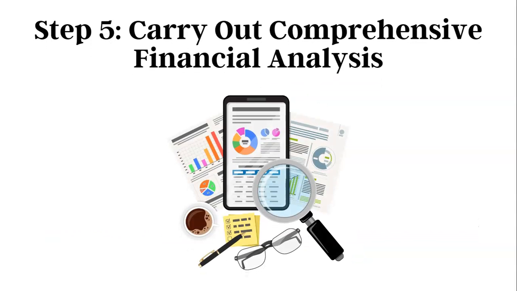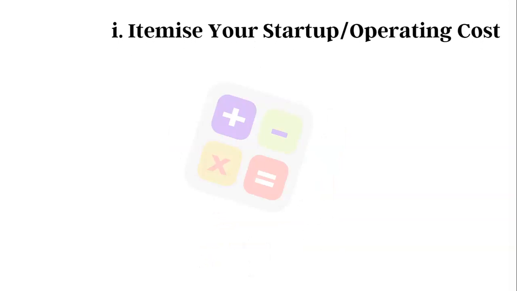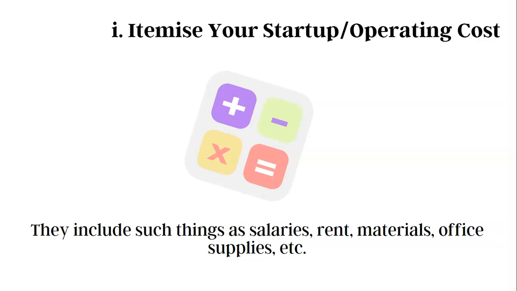Moving on to step 5. Carry out comprehensive financial analysis. This is a very important aspect of your feasibility study. We'll talk about the must-dos when carrying out this step. 1. Itemize your startup or operating cost. Your feasibility study must contain a detailed budget including all the items you need to handle as you kick off your business. Write out the exact amount you need to purchase all the equipment and materials you've highlighted before. Operating costs are the regular running costs of a business. They include such things as salaries, rent, materials, office supplies, and so on.